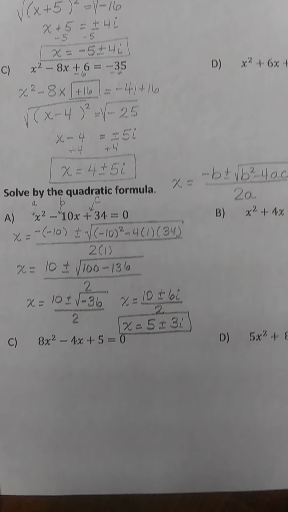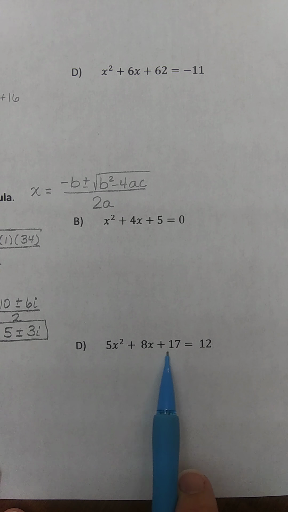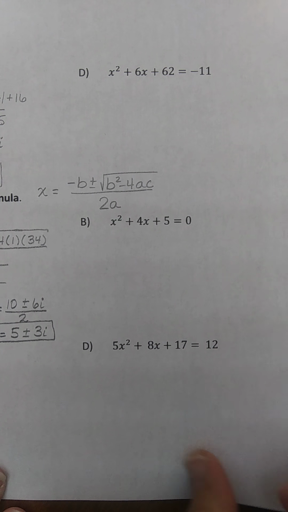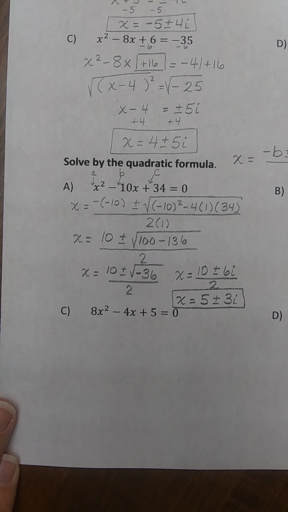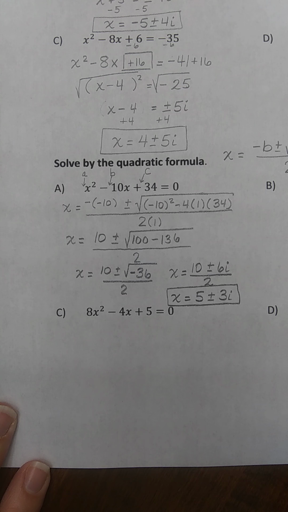All right, last one that I'm going to go over in this video, but I do want to quickly mention letter D, because this one does not equal 0. You would have to subtract 12 right here before you could get started on that one. All right, let's quickly do letter C, and then I'll make a separate video with the B's and D's on the back in case you have questions on those.